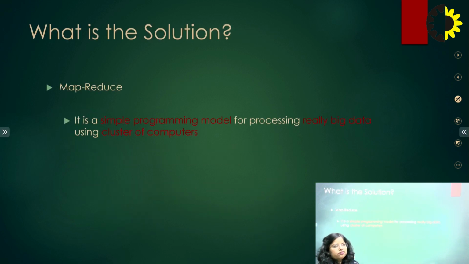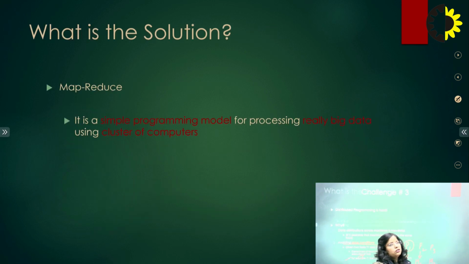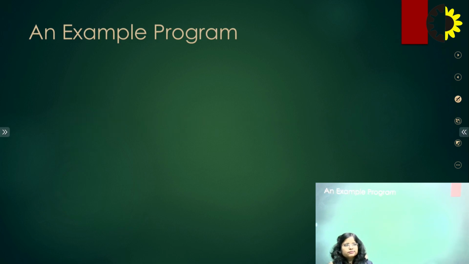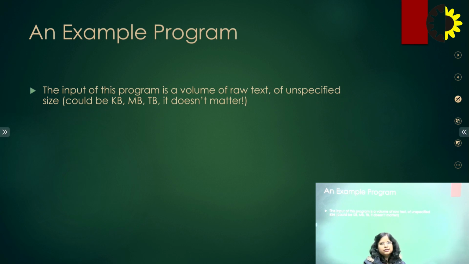So what is the solution to all these three challenges? The solution to all these three challenges is MapReduce. MapReduce is a programming model for processing big data, providing parallel processing of big data. It uses a cluster of computers. As the name expresses, MapReduce is map plus reduce. Basically, we can consider one example.